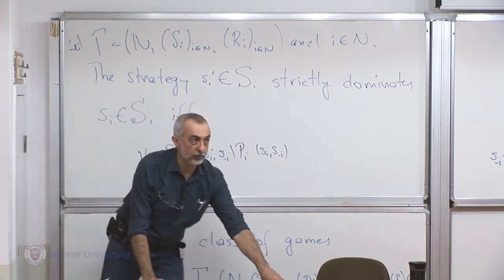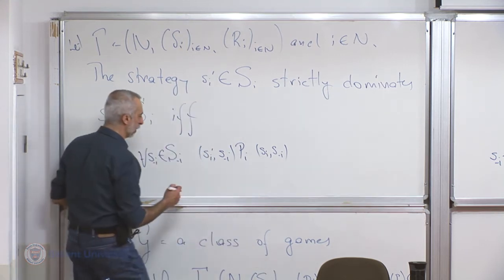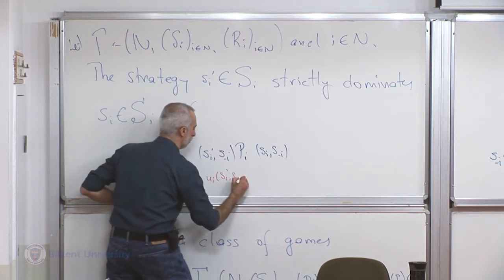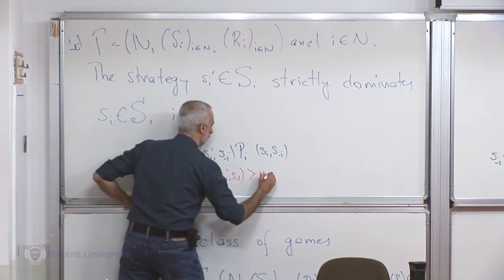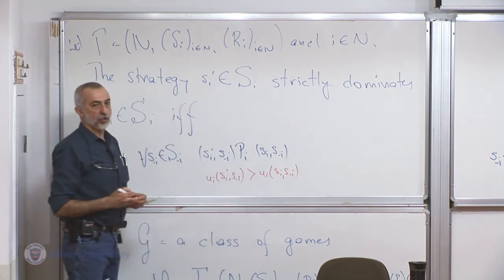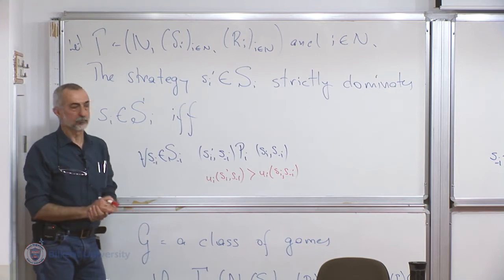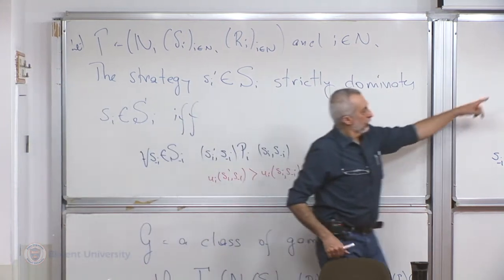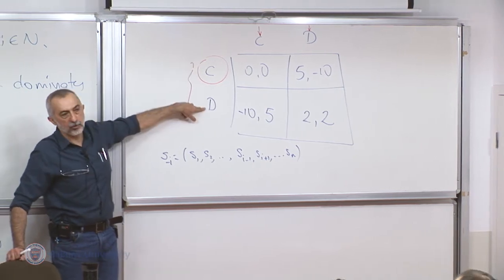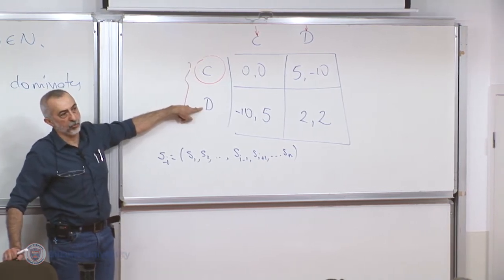We could have written this using numeric representations, just as saying Ui(Si prime, S minus i) is greater than Ui(Si, S minus i). Okay? So far, so good? So here, C strictly dominates D. The strategy C of player 1 strictly dominates the strategy D of player 1.